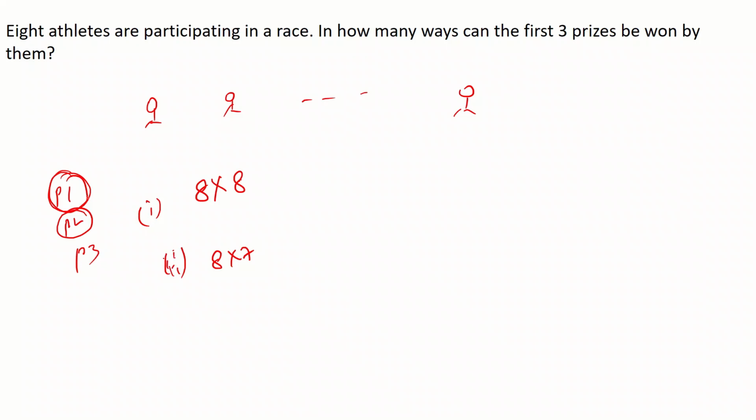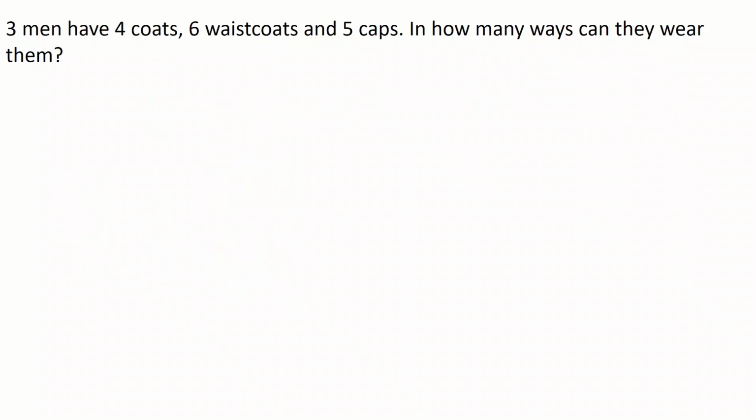So prize 1 can go to 8 athletes in 8 ways, and then the second prize, for the first case, can go to any of the 8 athletes again, because the athlete that got the first prize can also get the second prize. But here he cannot, so there are only 7 possibilities. It cannot go to the same athlete. So it's 8 again over here and 6 over here, because the third prize cannot go to the first 2 athletes. So you find out the answers. I leave them to you.